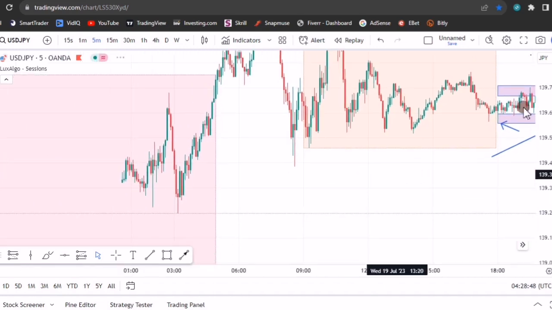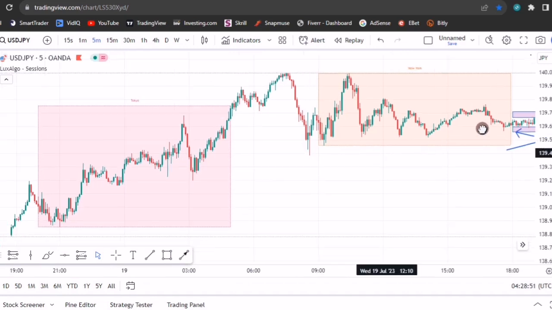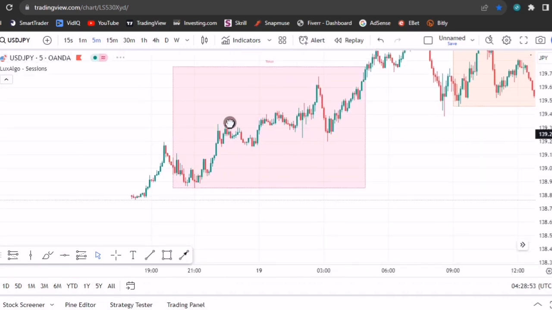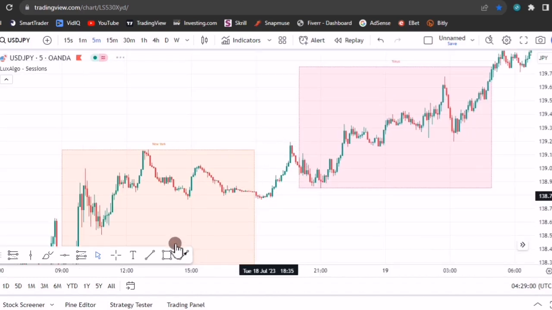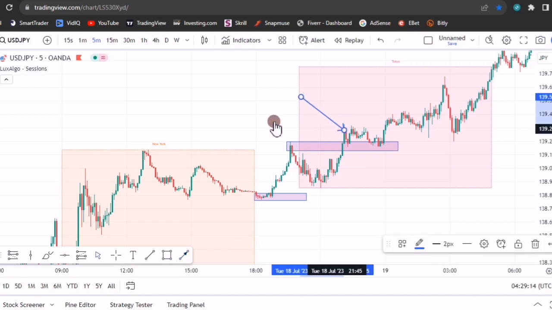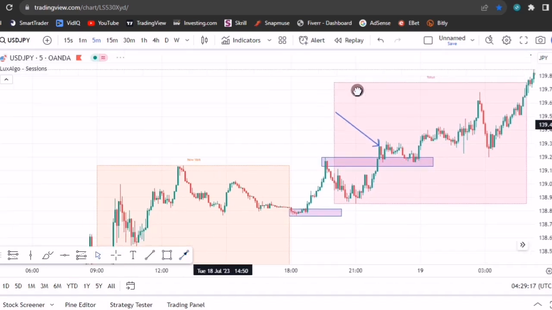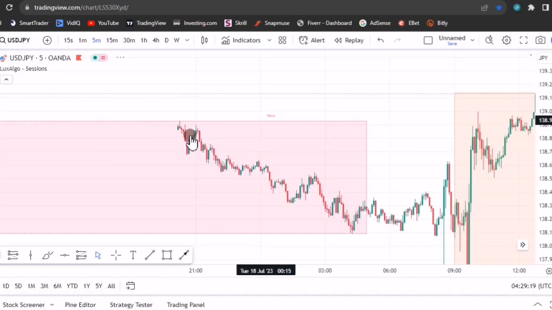Okay, let's check a few more. Okay, here is another Tokyo session. Let's see what we have. Here is the region of focus. You could have marked the lowest point, okay, after the New York session, and then you could have marked the highest point. So you could have taken a buy trade there. You see that.